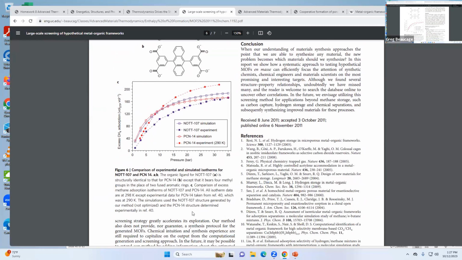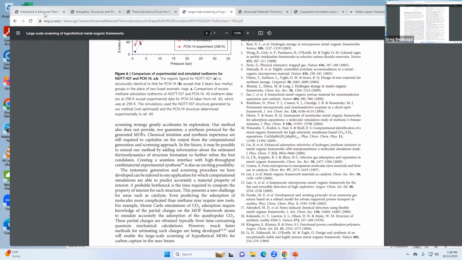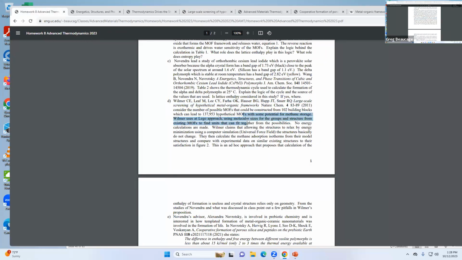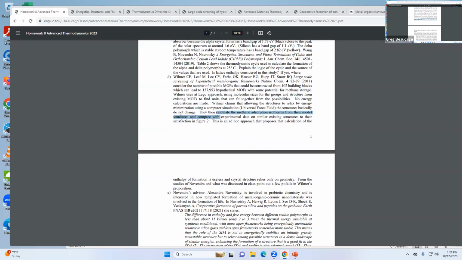So anyway, the question is, in these MOFs and potential methane storage, using our LEGO approach, then calculate methane absorption. Then they build the structures and they calculate the methane absorption. So they do another simulation where they take their simulated MOF and stick simulated methane onto it and see how it absorbs. And they have some that they know work.